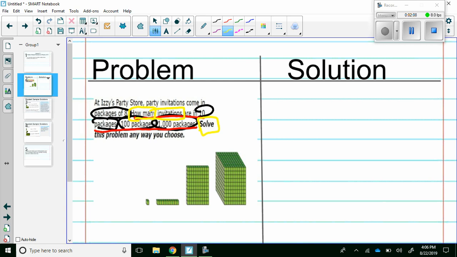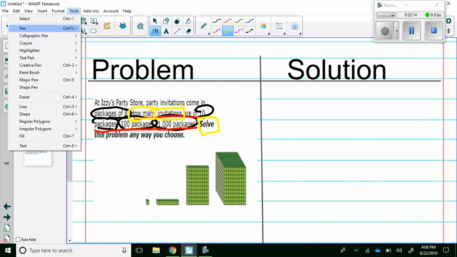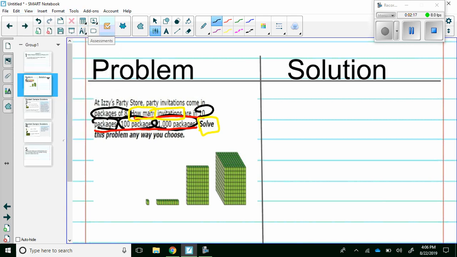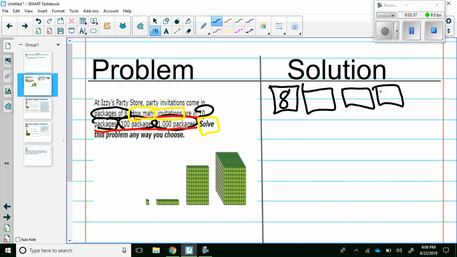The next thing I want to do is evaluate and visualize. When I visualize this problem, I first think about when I would go to buy a package of invitations for a birthday party. I would have a box that looks like this, or a pack that would have 8 in each package. So the first question in the problem asks, how many invitations are in 10 packages? Well, I know that each package has 8 invitations.